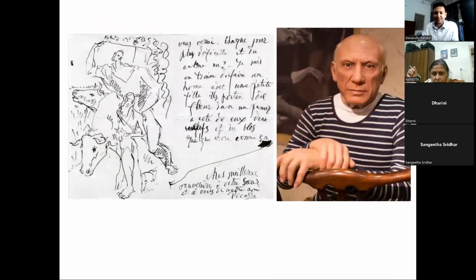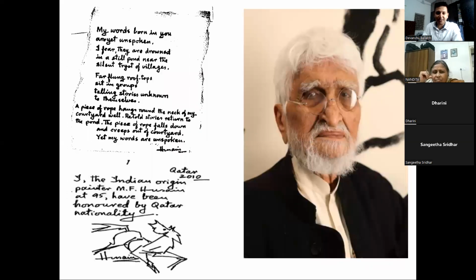So A is this person. You don't recognize the face, but everyone knows the name. Here it's written: Pablo Picasso. Picasso is a painter, one of the most famous artists. And B is this person, the most famous Indian painter, M.F. Hussain.